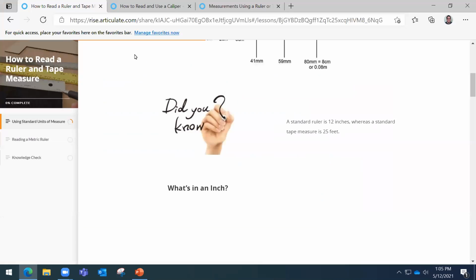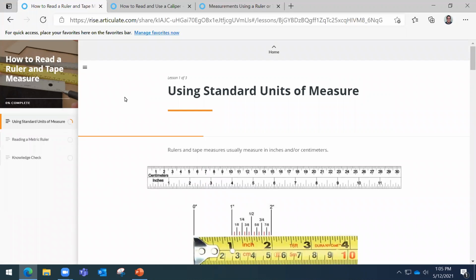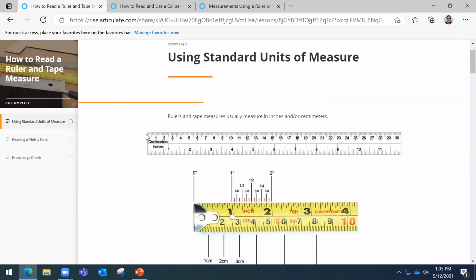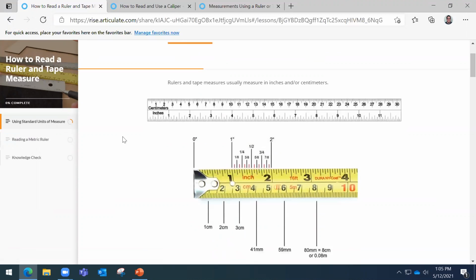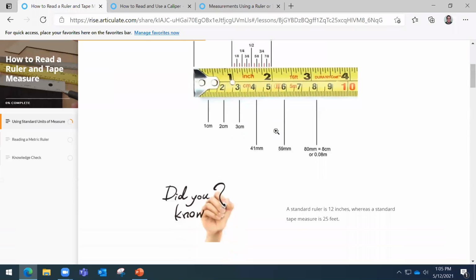So I have brought up here a lesson for you, and this is our how to read a ruler and tape measure. When you come into the lesson, it will walk you through and give students the ability to read through and walk through the learning on their own, showing them visually what we're going to be talking about for the lesson.